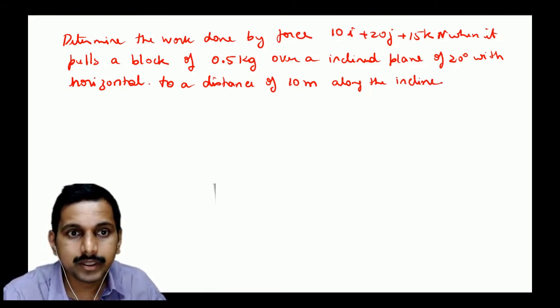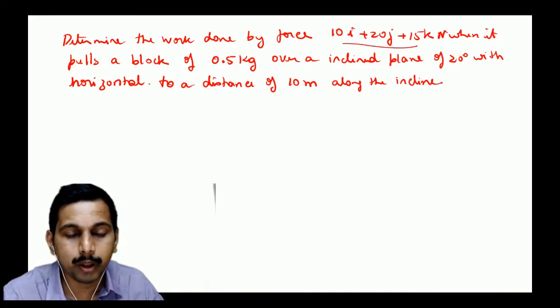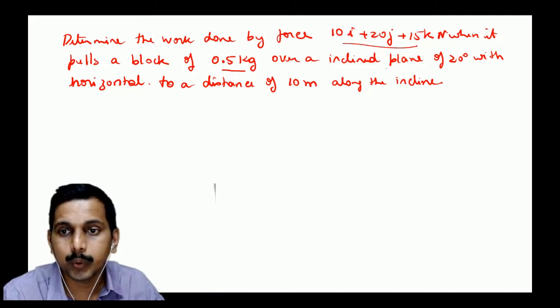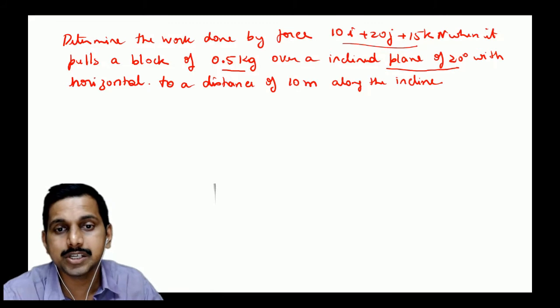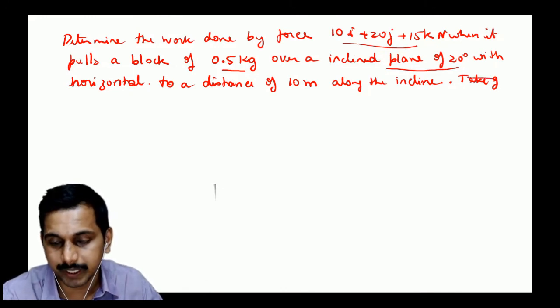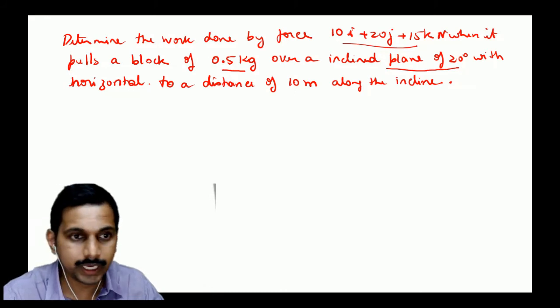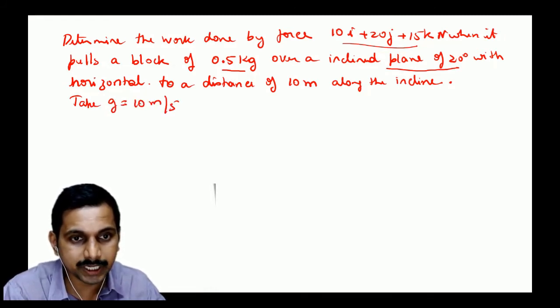See what is there? It determines the work done by this force when it pulls the block of 0.5 kg over an inclined plane of 20 degrees to the horizontal to a distance of 10 meters along the incline. Take g equal to 10 meters per second squared. Okay, can you do this, students?